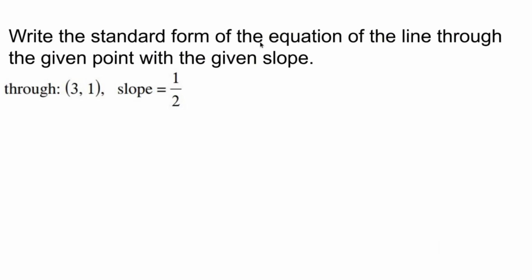Write the standard form of the equation of the line through the given point with the given slope. Standard form is ax plus by equals c, where a and b can't be fractions or decimals. They have to be regular old integers. Now, in order for me to do this, I first need to put this in slope-intercept form, which is y equals mx plus b.